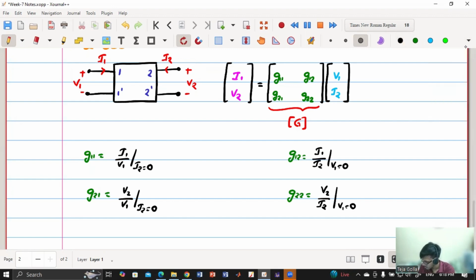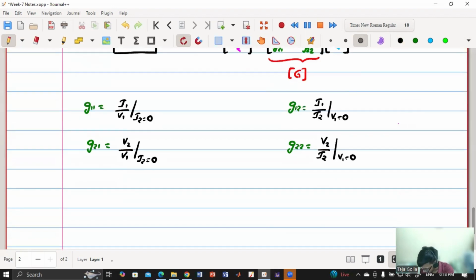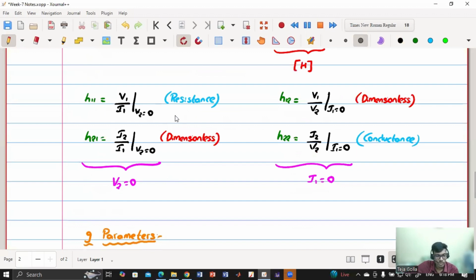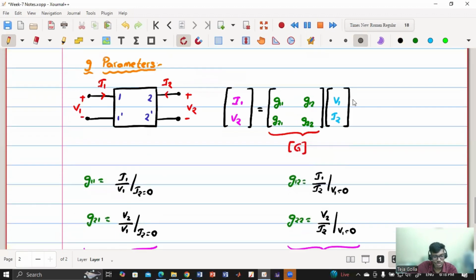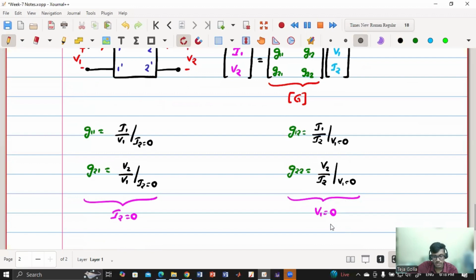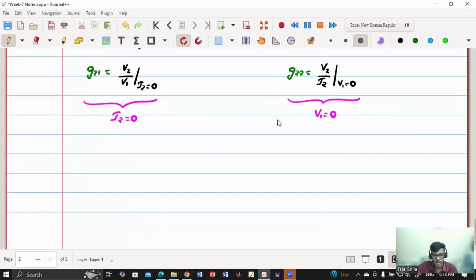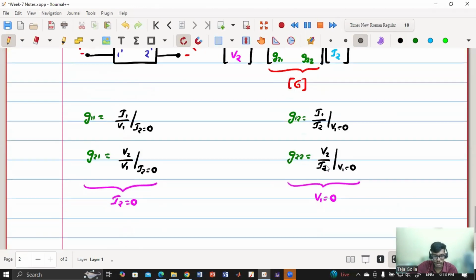So now if you see, again the left parameters are obtained when I2 equals 0 and these are obtained when V1 equals 0. If we compare it with these parameters, here it is V2 0, here it is I2 0, here it is I1 0, here it is V1 0. So because voltage and currents are exchanged, if it is voltage here, here it will be current. And now if you look at the dimension, here it is conductance and here this is resistance.